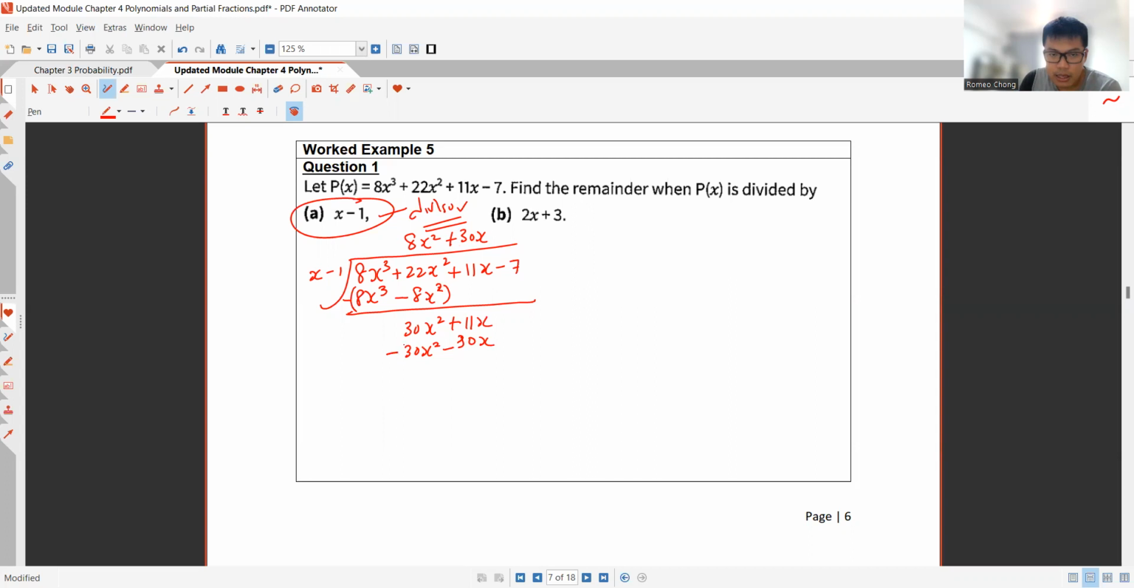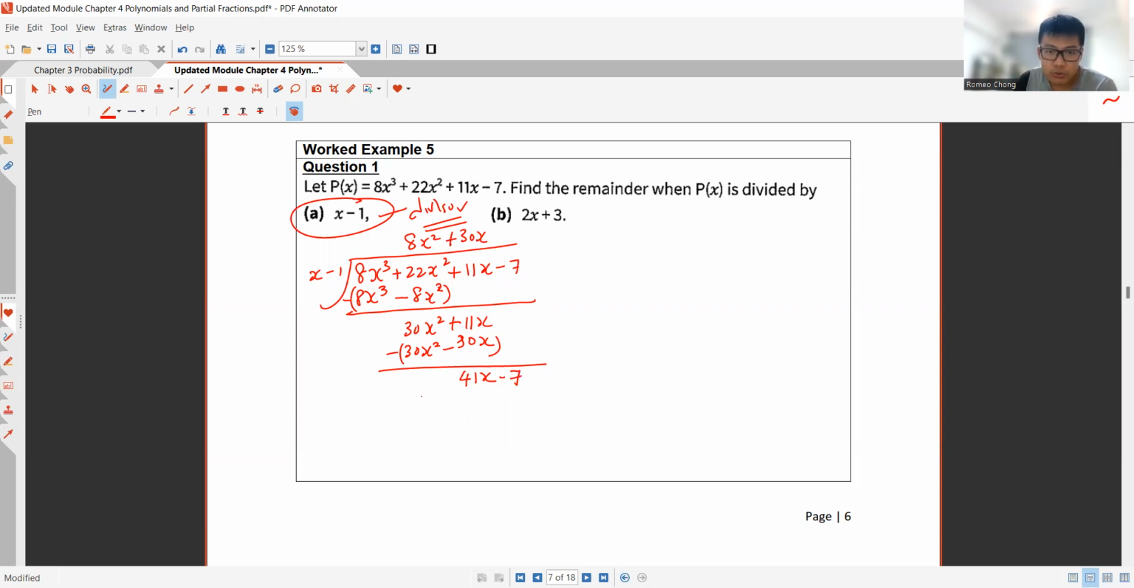Then after that, again, you have to subtract. So the 30x squared and the 30x squared cancel off, no more. And the other one, 11x, negative becomes positive, right? So 11x plus 30x becomes 41x. And finally, you will have another one, which is -7, so you just copy down the -7 with the sign.